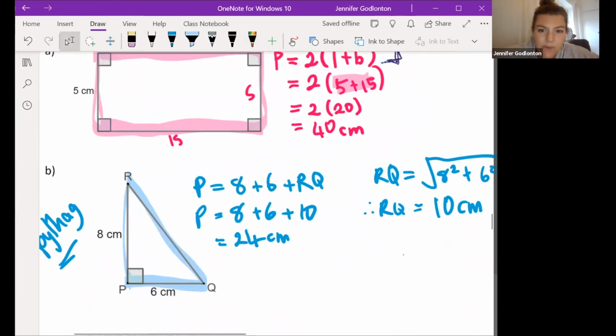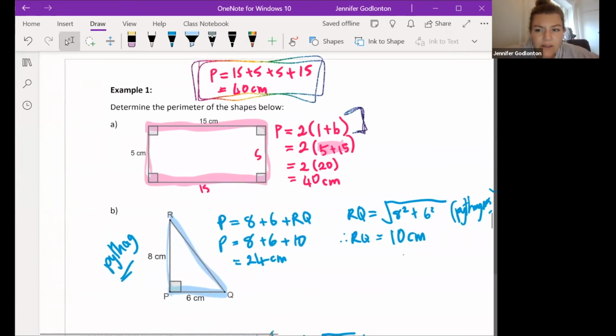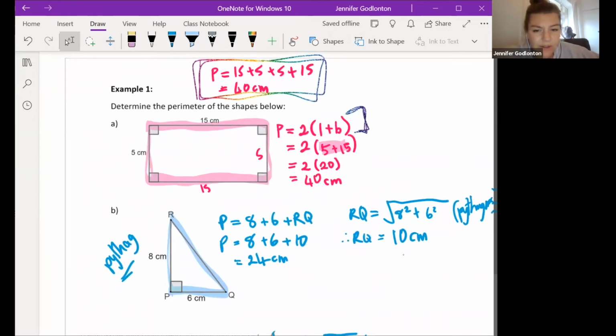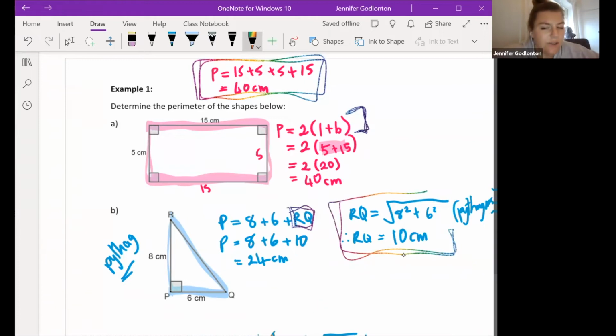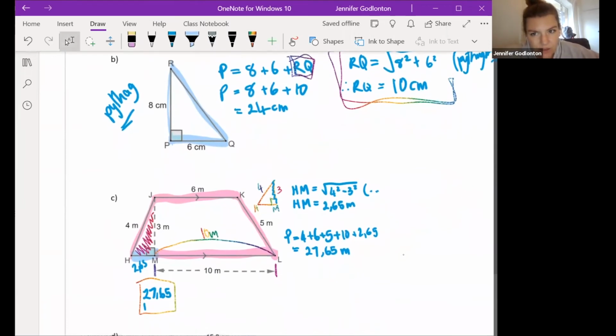Second question we looked at was this blue triangle. And this blue triangle started bringing in this idea of Pythagoras that we learned on Tuesday. So in order to find the perimeter of this blue triangle, we would need the length of RQ. And in order for us to find the length of RQ, we need to use Pythagoras. And that helps us find RQ, which means we can find our perimeter. And then the question that you came in on was us talking about this trapezium over here and figuring out how to work out its full perimeter.